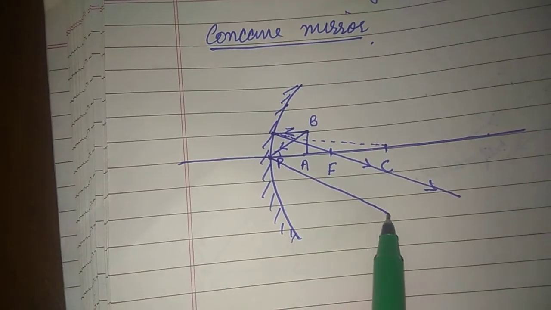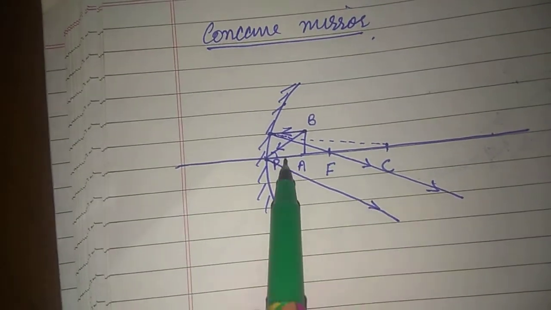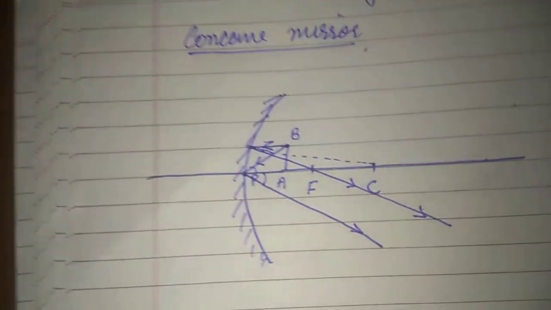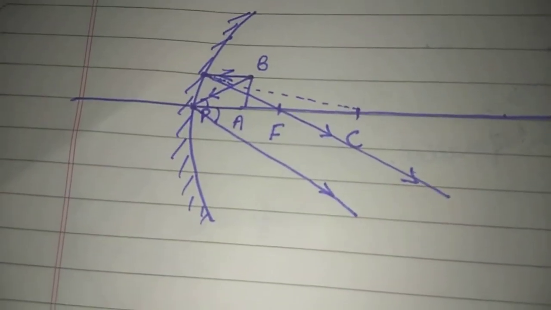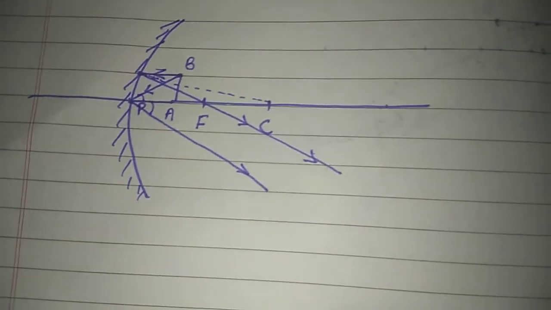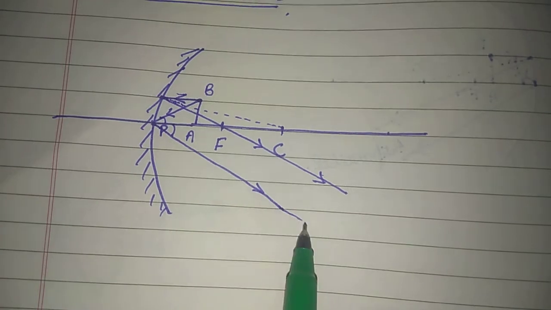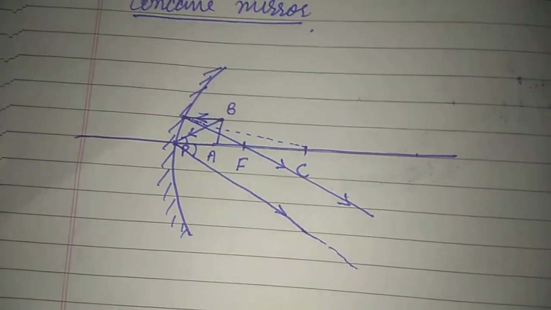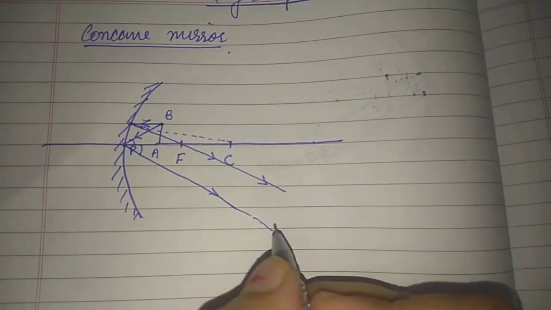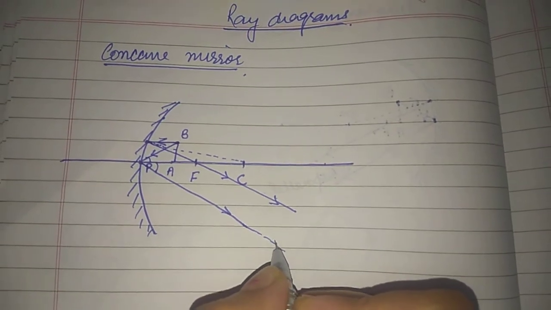So you can see here, this is the ray. Here the angle of incidence must be equal to the angle of reflection. You can see both of the rays are going to diverge. They are going to go away from each other, so they will never meet here.